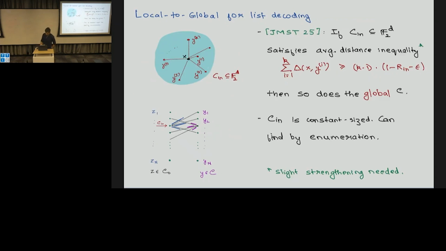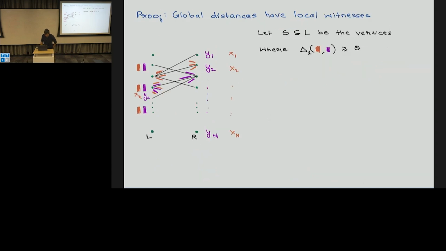Okay. Let's see. Maybe I'll just do one small slide about the proof, just to see where this local to global comes from. In the original proof in Alon, Edmonds and Luby, I'll not tell you all the details. We want to show that these global code words have some good properties, like any two code words are far from each other. So if I write down some global code words X and Y, they are far from each other.